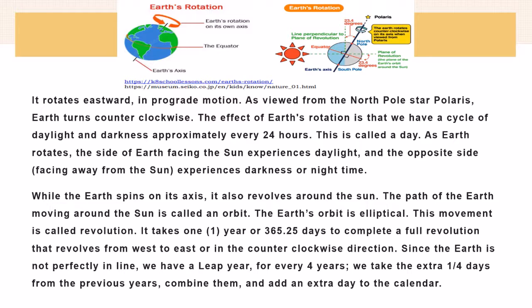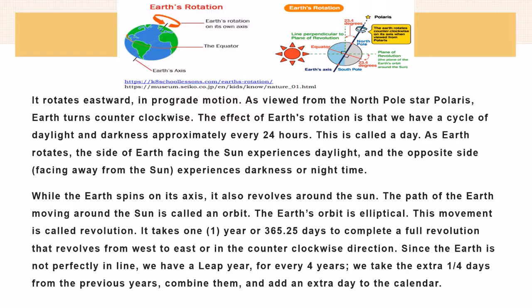While the Earth spins on its axis, it also revolves around the Sun. The path of the Earth moving around the Sun is called an orbit. The Earth's orbit is elliptical. This movement is called revolution. It takes 1 year or 365.25 days to complete a full revolution that revolves from west to east or in the counterclockwise direction.